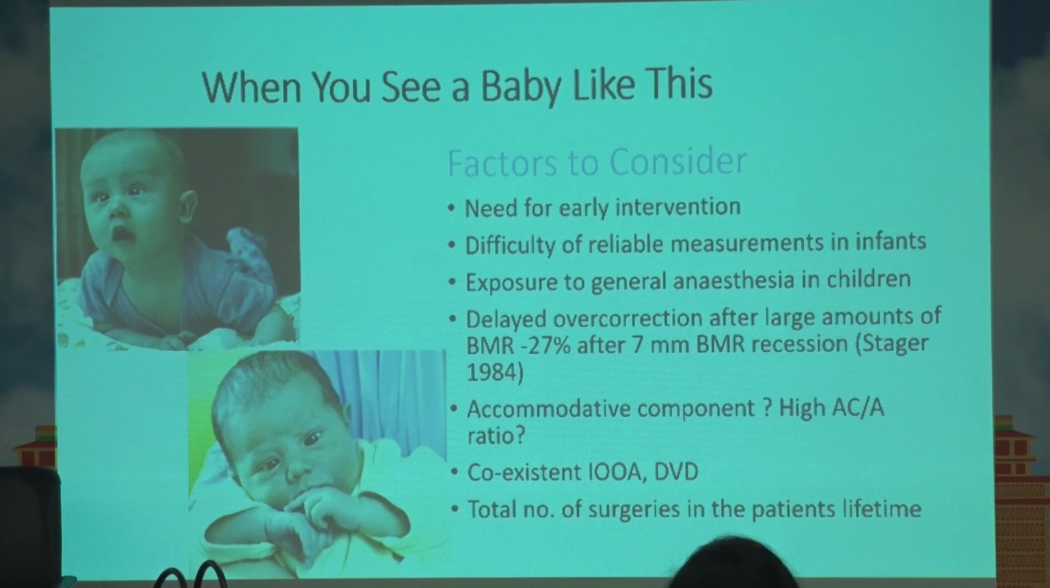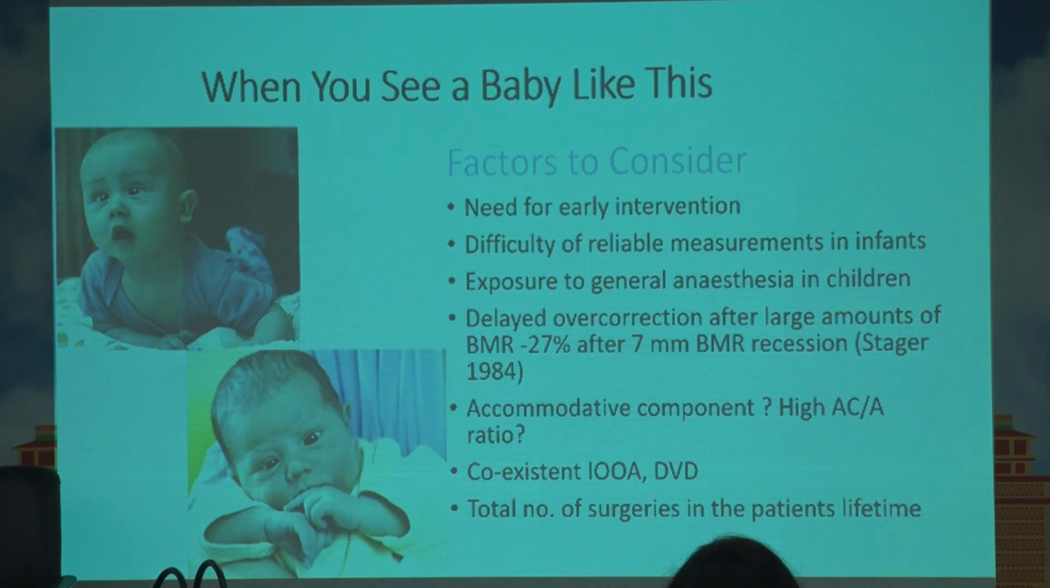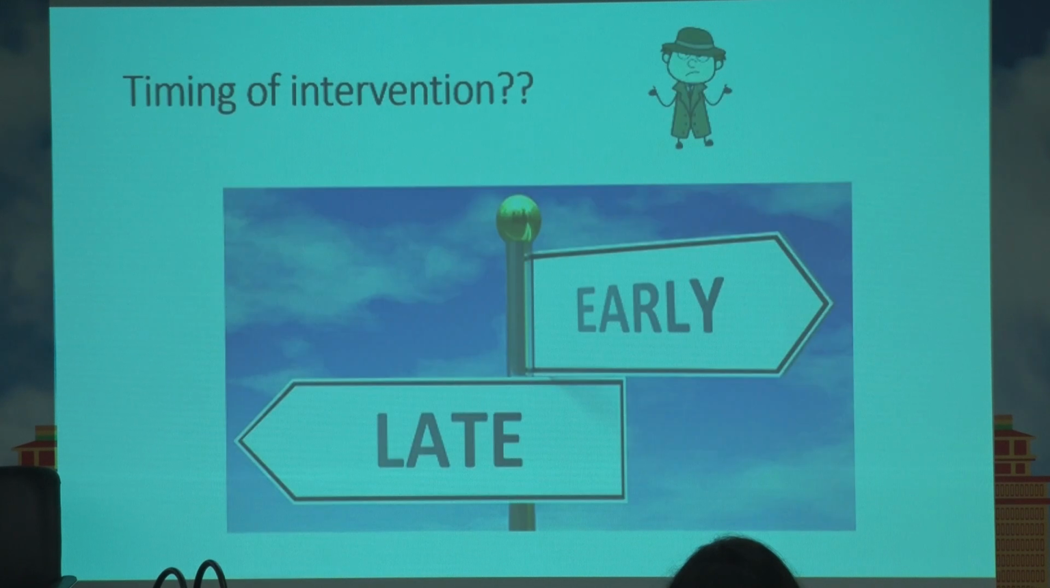And obviously, if you are doing delayed surgeries, the role of accommodation, which comes into play at around 2.5 years of age, also has to be taken into account, especially if there is a high AC/A ratio. And there are other coexisting abnormalities along with the esotropia in these children; there may be associated inferior oblique overactions, there may be DVDs, all those also have to be taken care of. And the total number of surgeries in these patients over the lifetime. So all this is a very, very complex issue. That's why there are lots of things which are debatable in this.